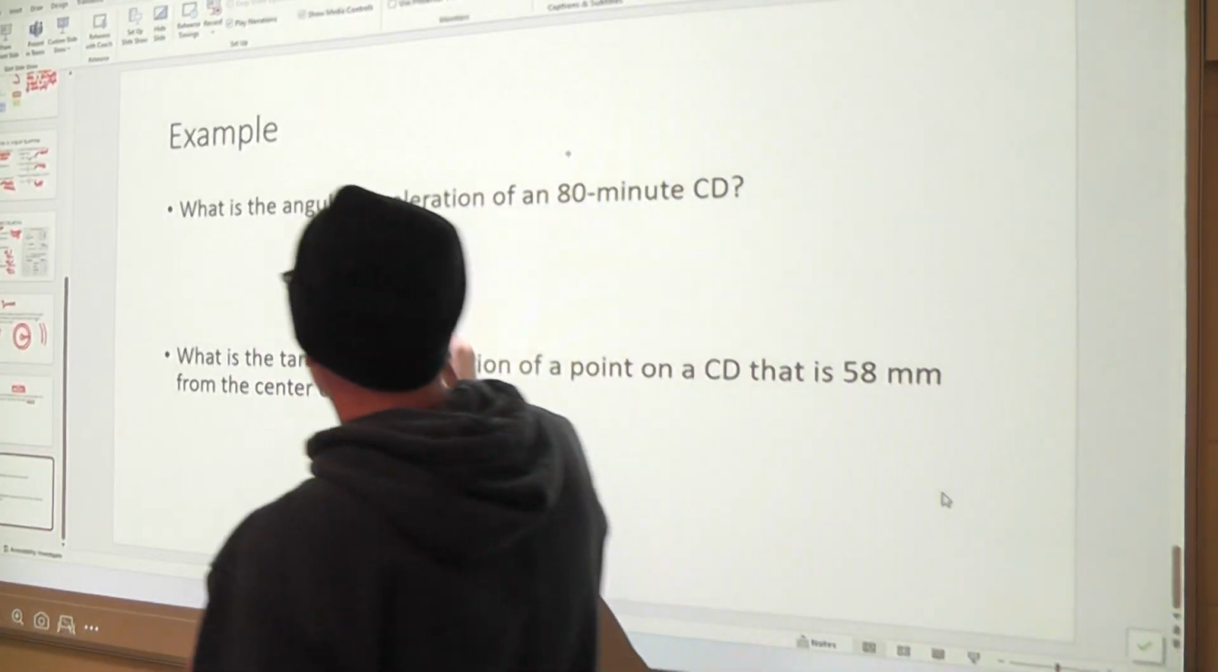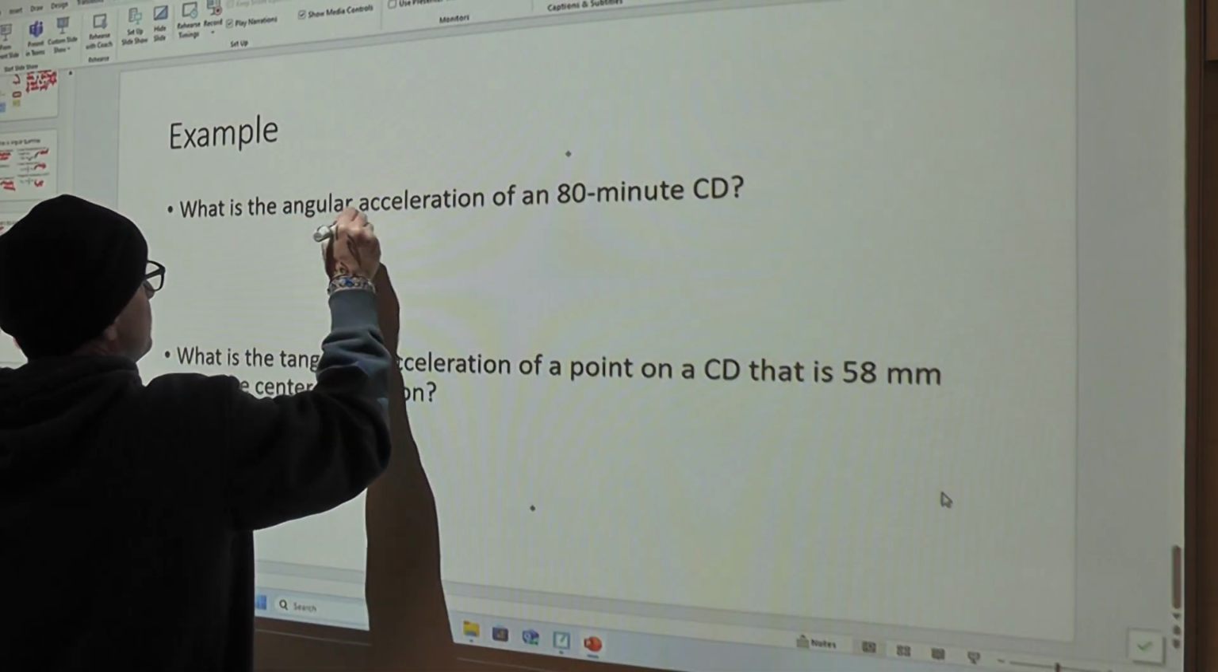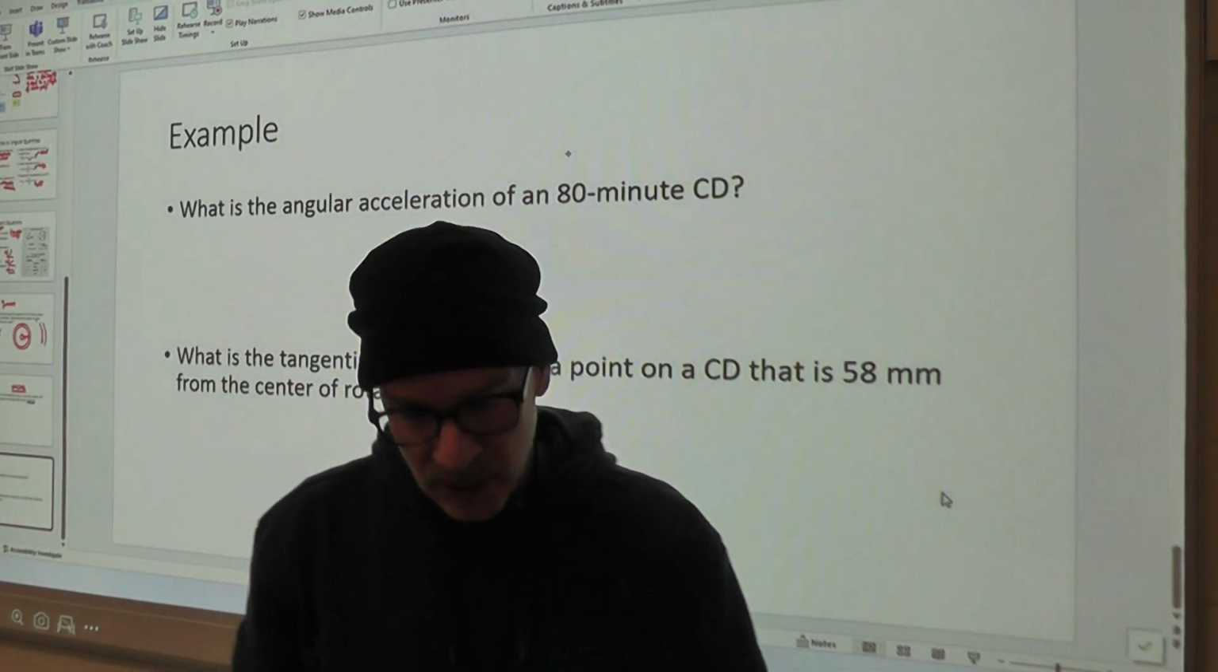If we're looking for angular acceleration, oops, that's frozen, all right?